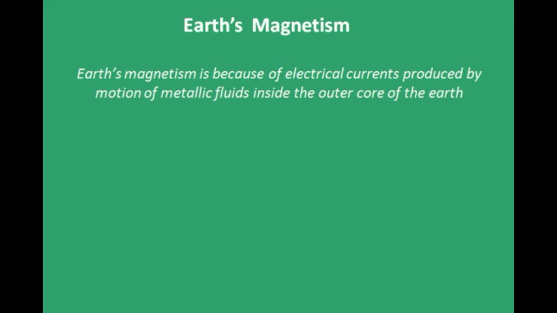And of course, Jupiter is a planet which has a magnetic field 10 times stronger than that of Earth's, but I'm least bothered about it. Let's get into the topic. Earth's magnetic field is thought to arise because of electrical currents produced by the motion of metallic fluids like iron or nickel inside the outer core of Earth, and this is known as the dynamo effect.